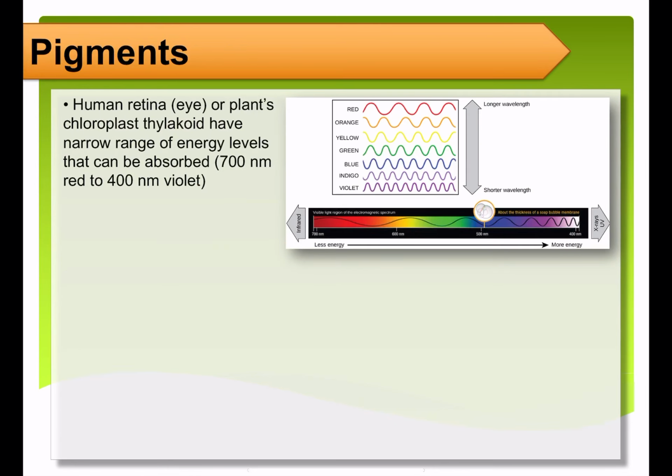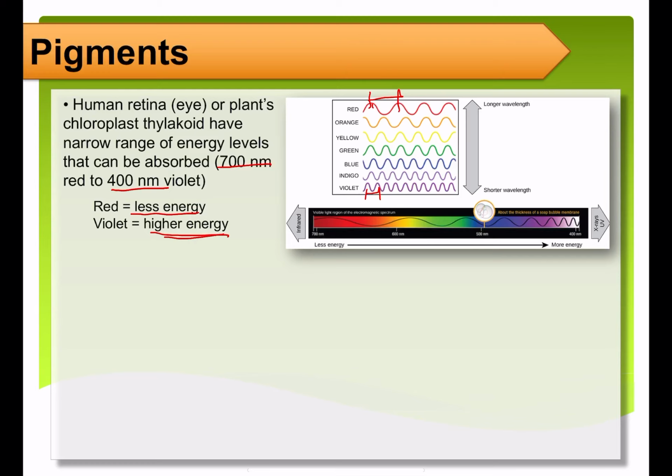All right, so the human eye, or the plant's chloroplast in that case, can only sense wavelengths within the visible spectrum from 400 nanometers to 700 nanometers. Red color wavelengths are longer, as you can see here, whereas violet is a shorter wavelength. Hence red color wavelengths have less energy, whereas violet color wavelengths have higher energy. So less energy for red, higher energy for violet.